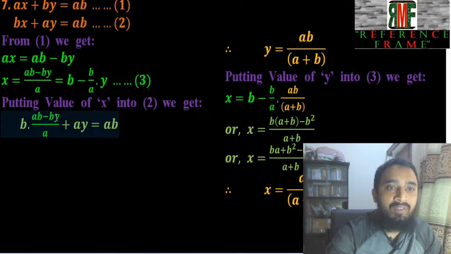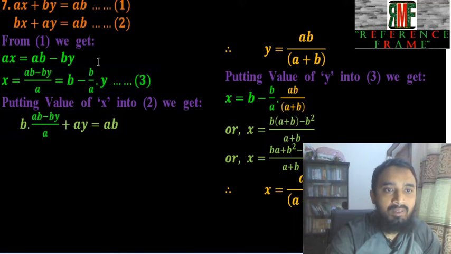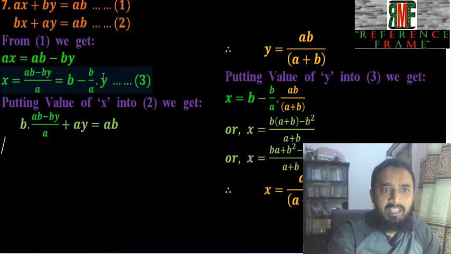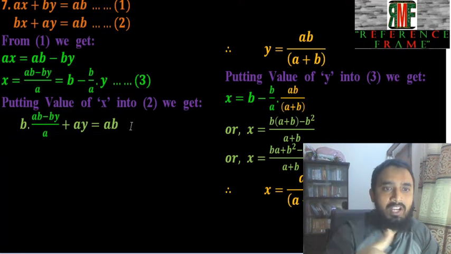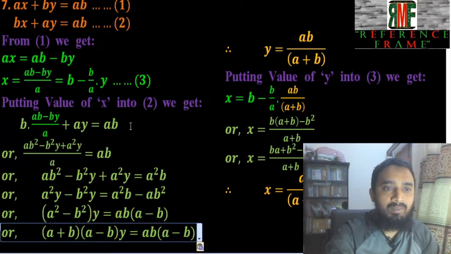B into, this is the value of x, as you can see here. I can write it by splitting. I'm writing in this way for your betterment. Plus ay is equals to ab, whatever it is. Now all you need to do, we need to perform the normal simplification. So let's move for the normal simplification.